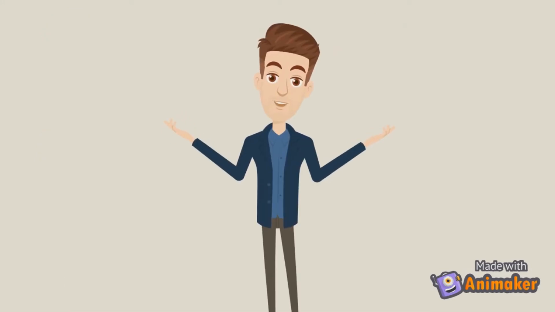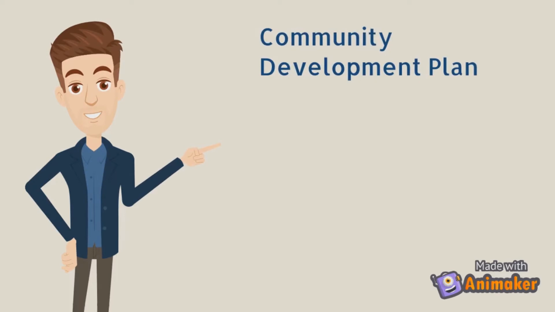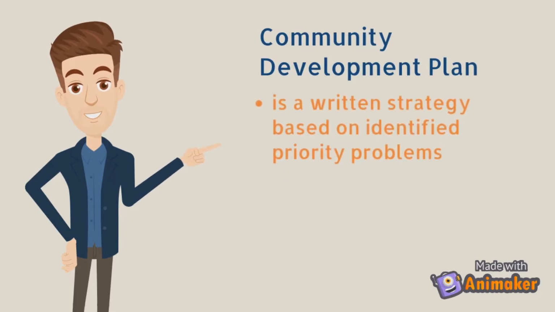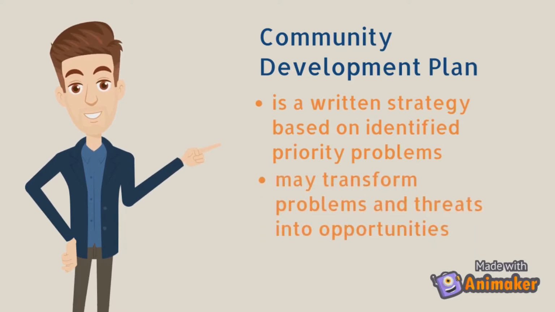The community members should confirm the selection of core group members through a community assembly. The residents shall decide who should act as representatives of the respective task groups. These task groups are identified when the neighborhood development plan is final and ready for execution. Community development plan is a written strategy based on identified priority problems of the community. This plan may transform problems and threats into opportunities through the development of concrete solutions or courses of action.